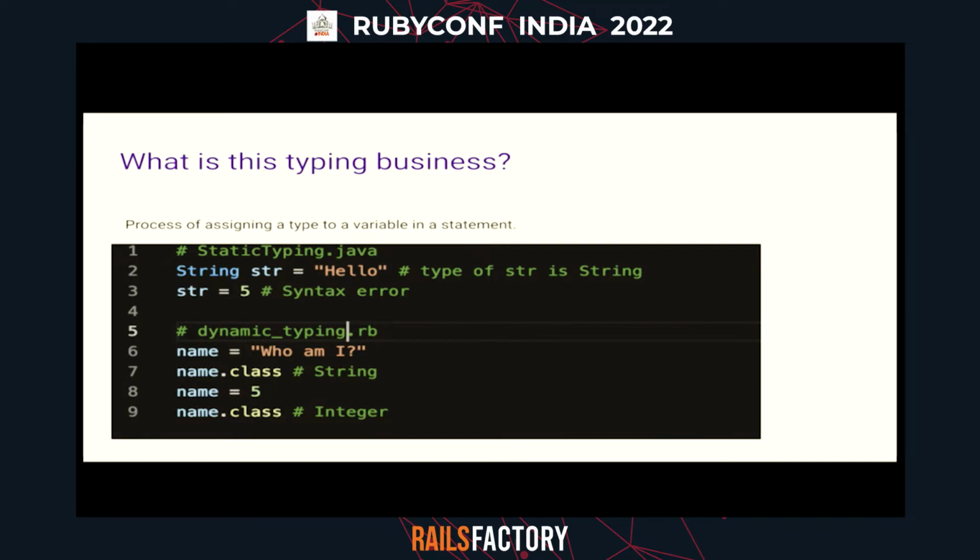In dynamic typing, the type is not assigned to the variable, the type is assigned to the value. When a value is assigned to a particular variable, its type is determined. Here you can see name is equal to "who am I", then name.class is String. But when I assign name equal to 5, the name's type has changed to Integer. So the type is determined at runtime.